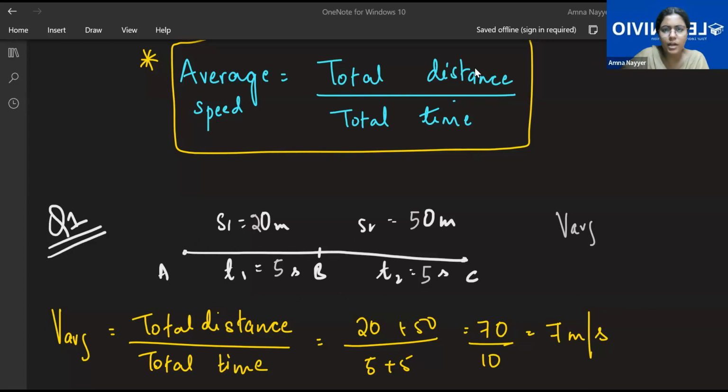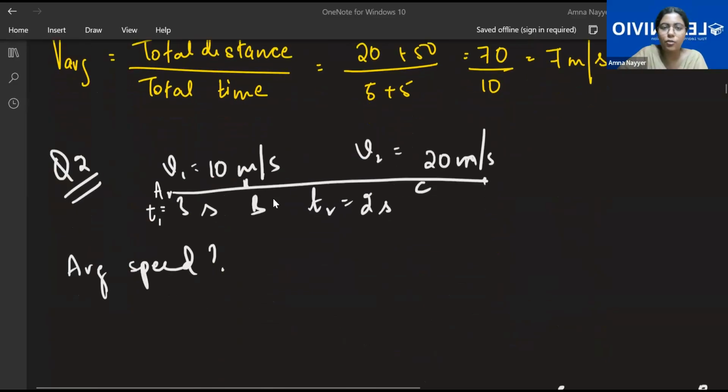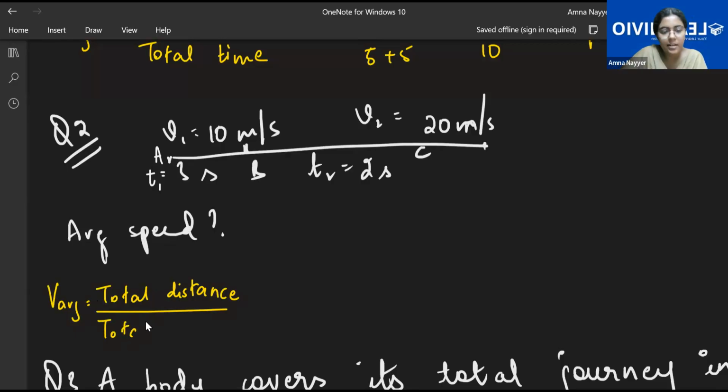Okay, I think most of you are done now. See, every time you'll not have the direct question where you will have to calculate the distance. Like, look here, total distance is not given. It says V1 is 10 meter per second, V2 is 20 meter per second, T1 is 3 seconds, T2 is 2 seconds, and it is saying calculate the average speed. Look, class, here the distance is not mentioned. So how will we calculate the total distance? The average speed formula says, you have to calculate the total distance by total time. That's it. Total distance divided by total time.